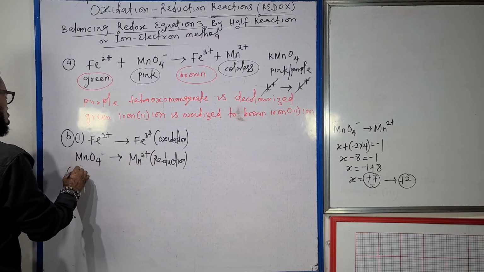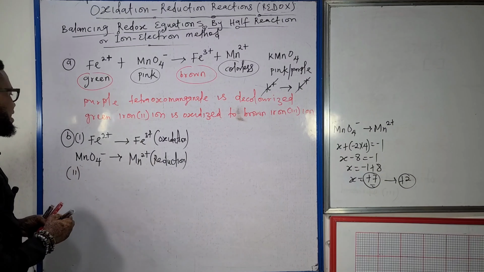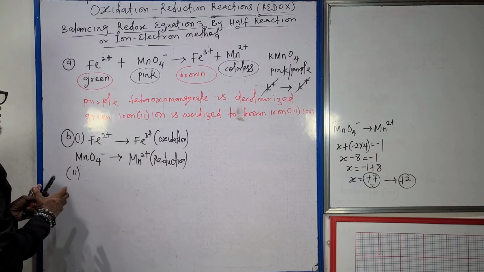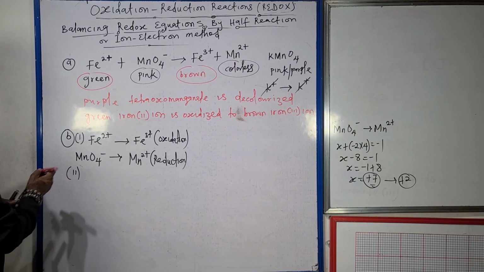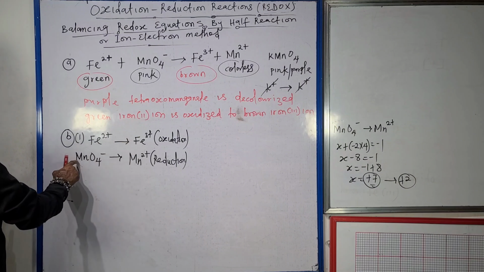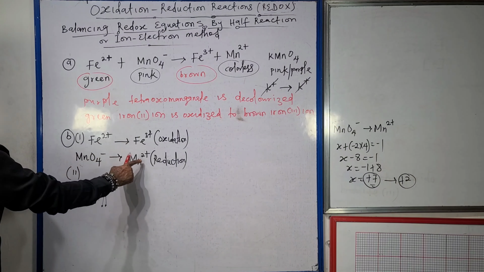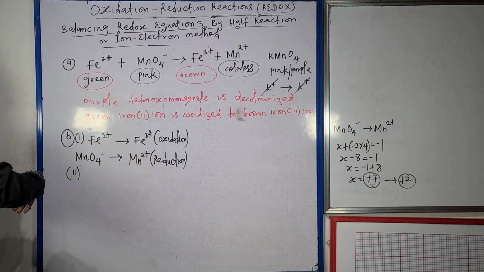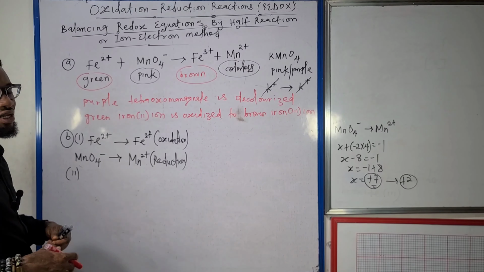Step 2 talks about balancing atoms other than hydrogen and oxygen. When you look at this, we have one Mn ion here, one Mn ion here. This is balanced: MnO4 minus, Mn 2+. We are not concerned with oxygen now. We are only concerned about atoms aside from hydrogen and oxygen.